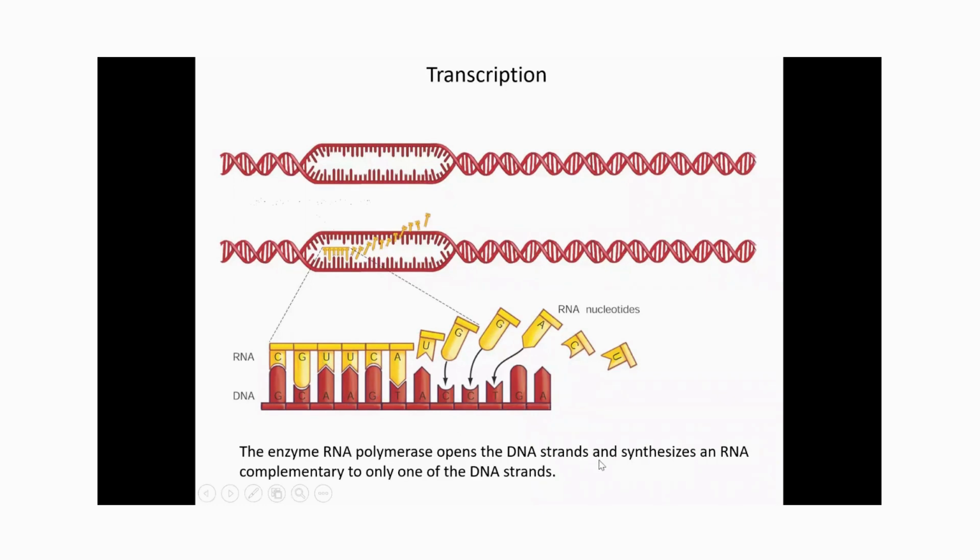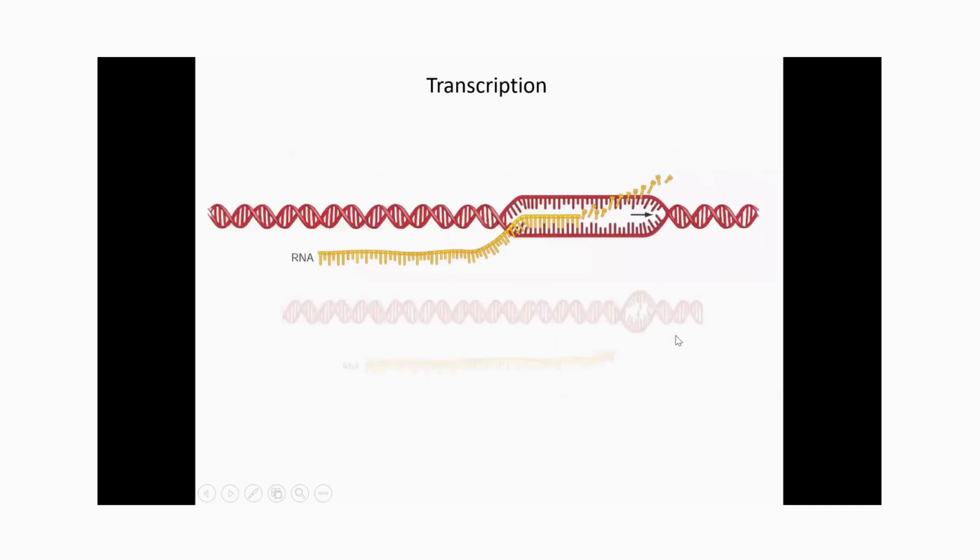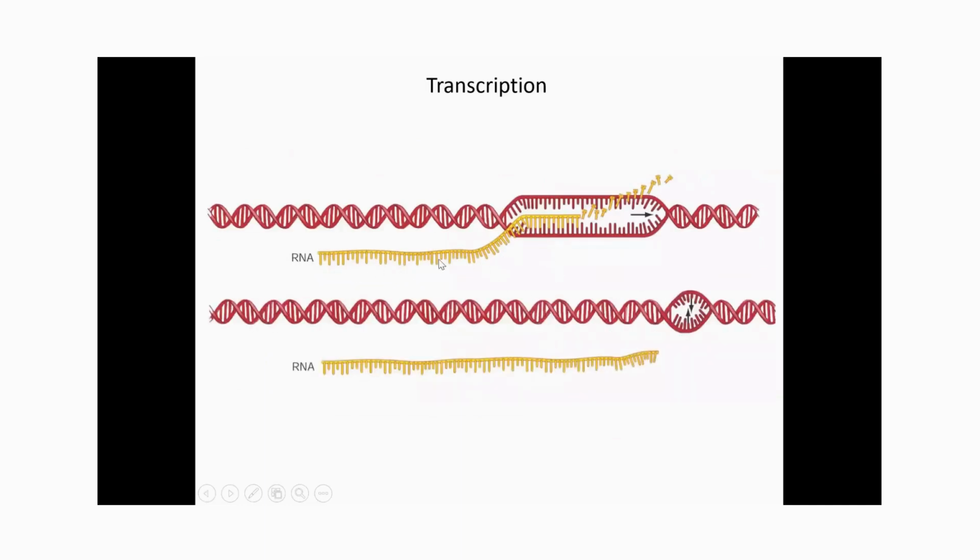RNA polymerase opens the DNA strand and synthesizes the RNA complementary to one strand of the DNA molecule, and that strand is known as the template strand. In this way, you can see the complementary RNA is synthesized, and at termination the synthesis of the RNA molecule stops here, and both the strands reunite again. This work is done by RNA polymerase itself: the opening of the two strands of the DNA, and then the rejoining of the two strands of the DNA.